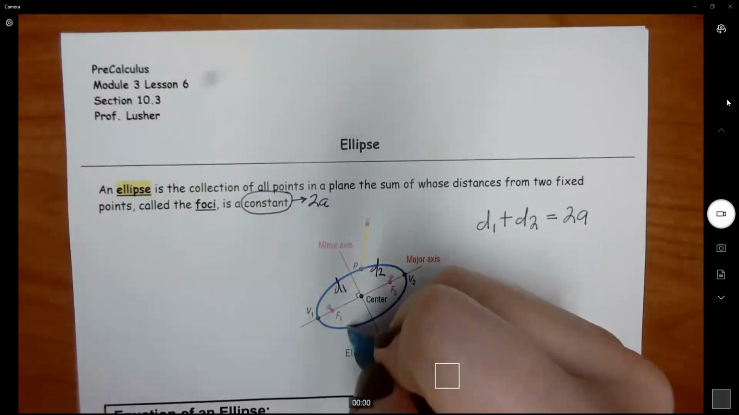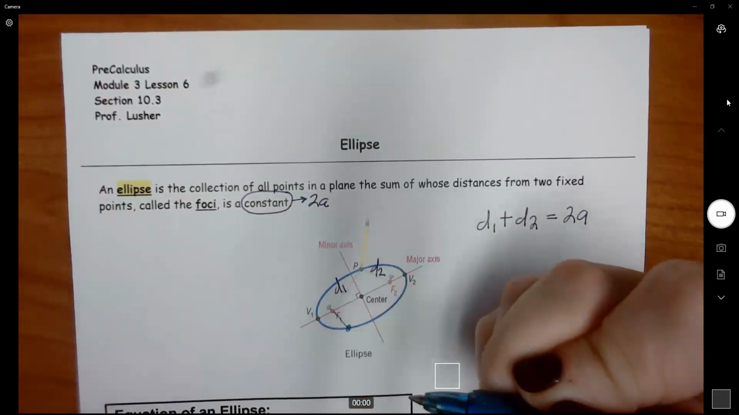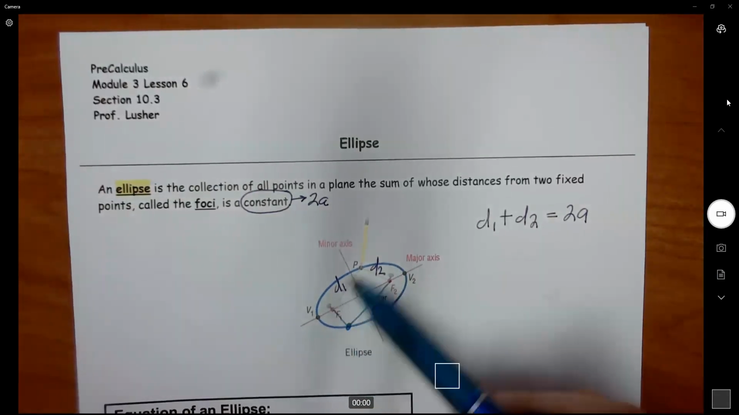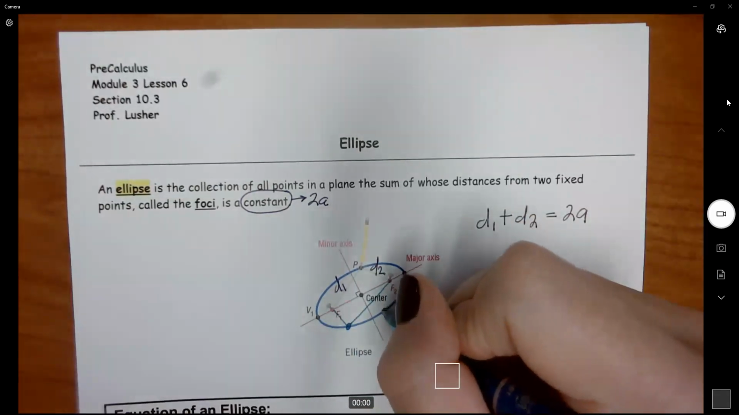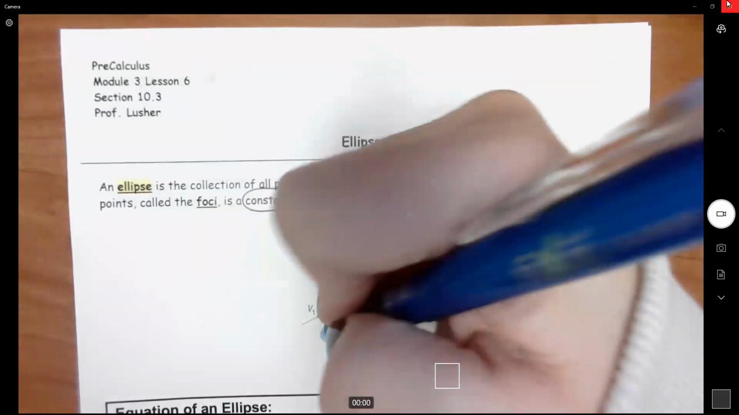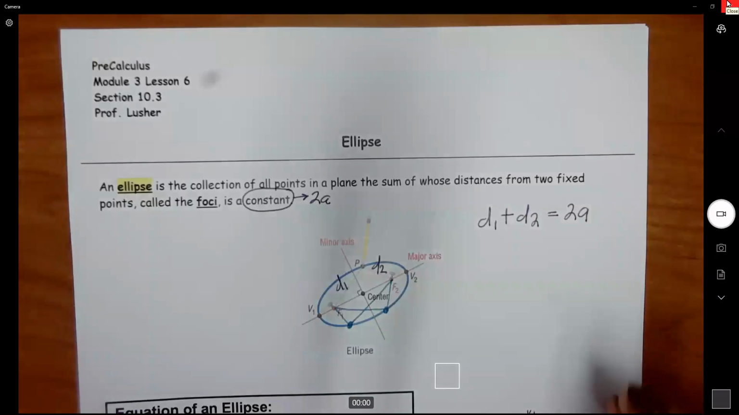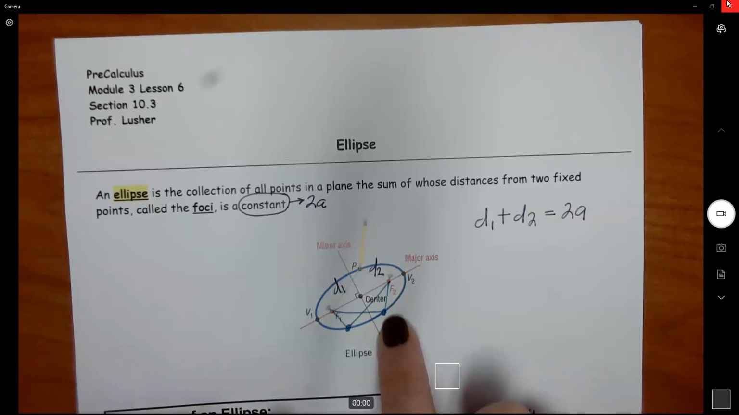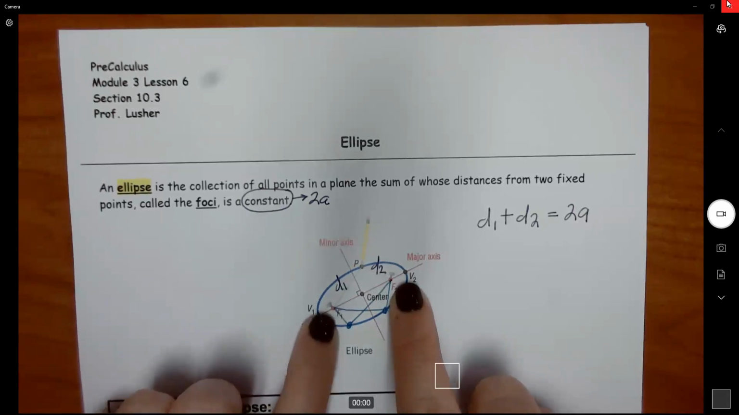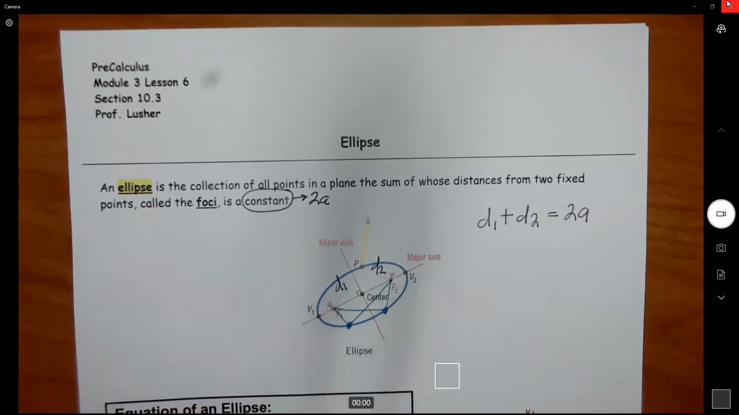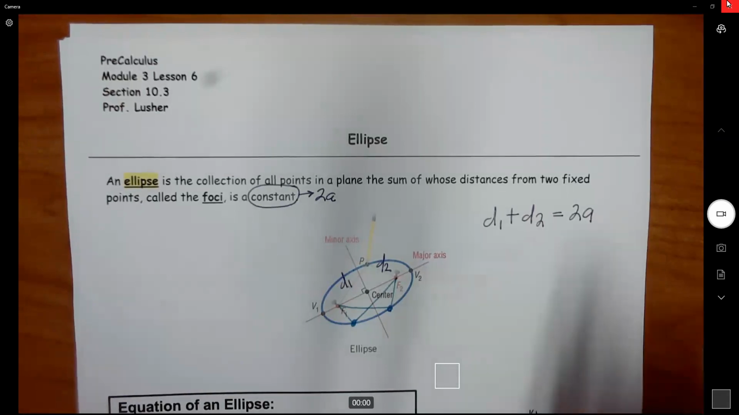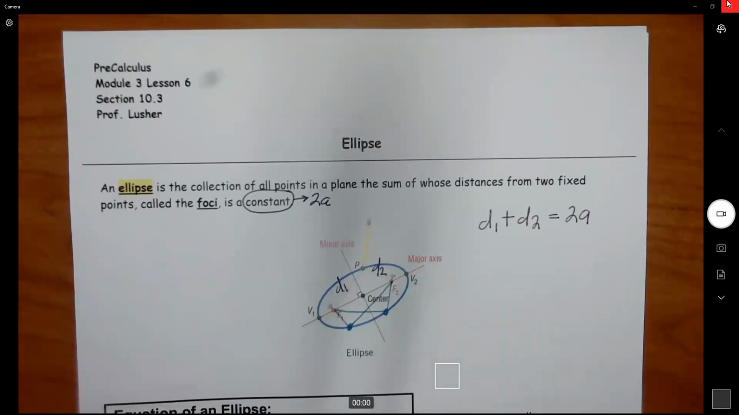So if I did a point over here, this distance plus this distance would be the same as these two distances. If I did a point right here, this distance plus this distance is the same, no matter where that point is. From that point to your two foci, which is just plural for focus, is the same. We don't really need to know this D1 plus D2 equals 2a, but that is what the definition is stating. Okay, so that's the only reason I go into that.